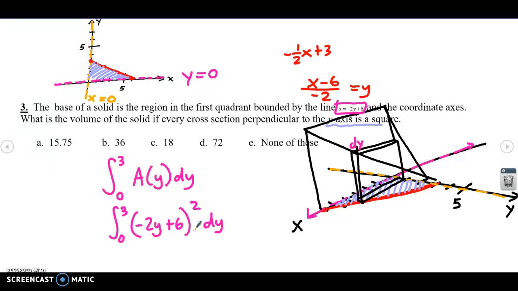So I can go ahead and integrate that using a calculator or just by hand. And that ends up being exactly 36, 36 units to the 3rd power. So looks like answer B is our choice.